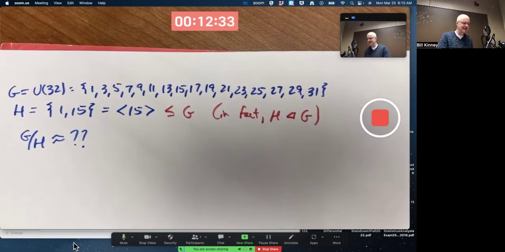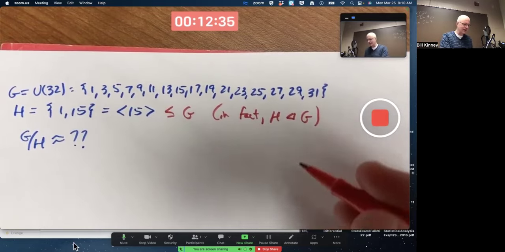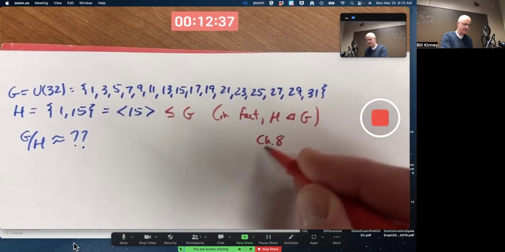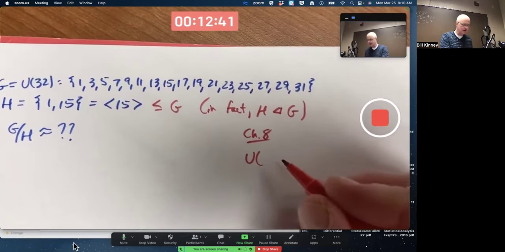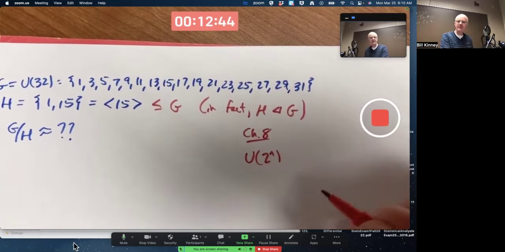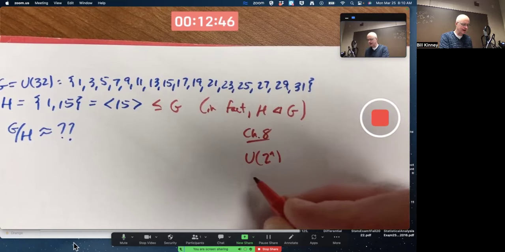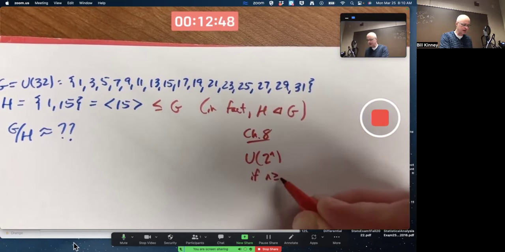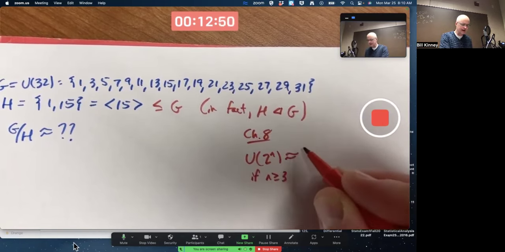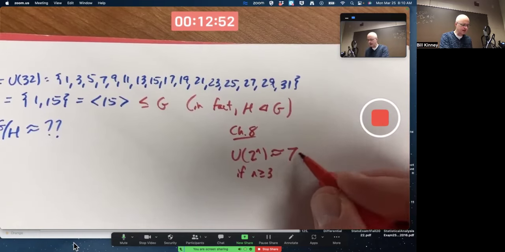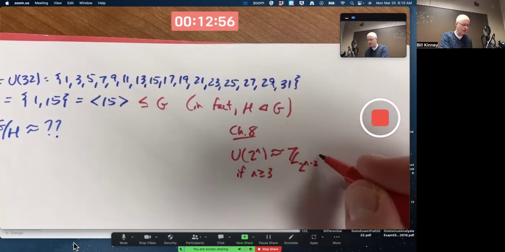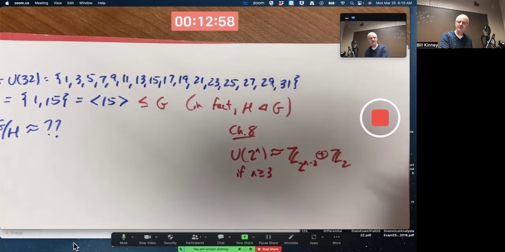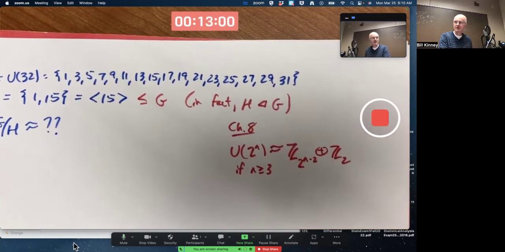Maybe, maybe not. Back in chapter 8, there's a fact that you should know for the exam: U of 2 to the n power, a power of 2, if n is greater than or equal to 3, is isomorphic to the external direct product of Z sub 2 to the n minus 2 with Z2. That was a fact back in chapter 8. Maybe you remember it, maybe you don't.